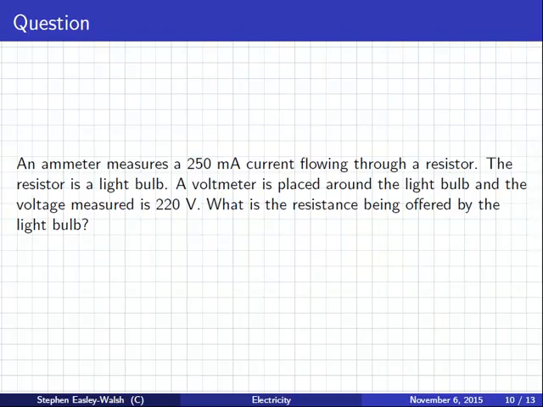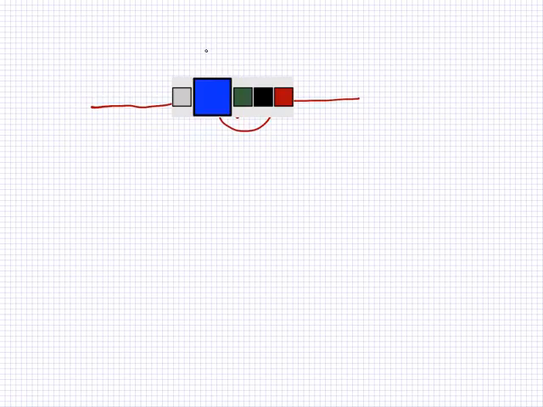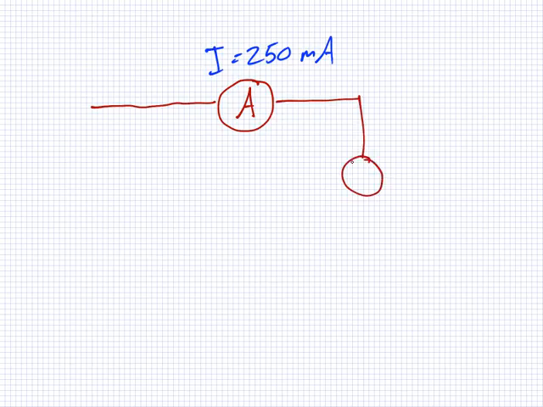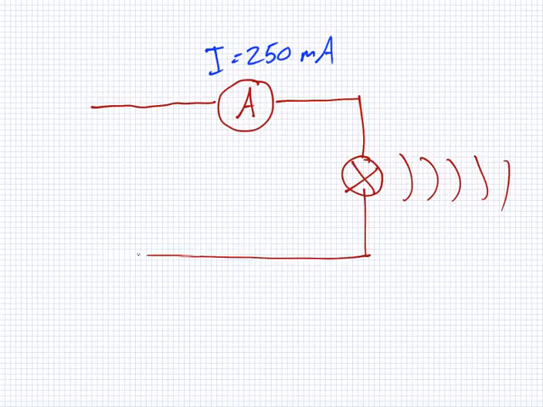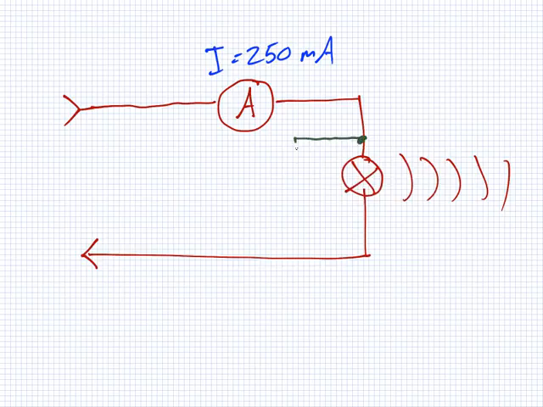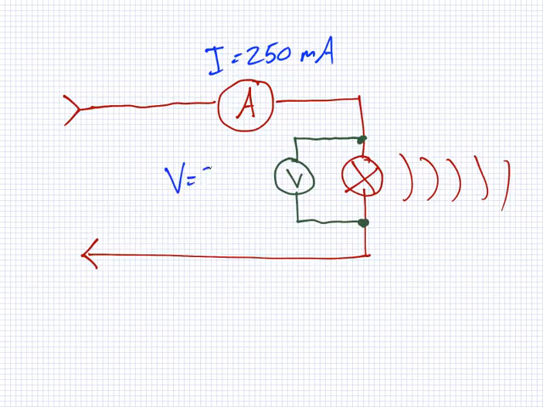So, this is what I'm picturing. You have a current, and what did I say the current was? 250 milliamps. So the current here is 250 milliamps. This flows through a resistor. The resistor is a light bulb. So this goes through a light bulb. This is a light bulb here. And what comes off of this? Light, of course. And then we'll just draw it like this for the moment. A voltmeter is placed around the light bulb. So around the light bulb here, you place the voltmeter. The voltage is 220 volts. So here we have V equals 220 volts.